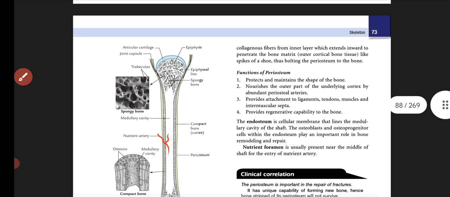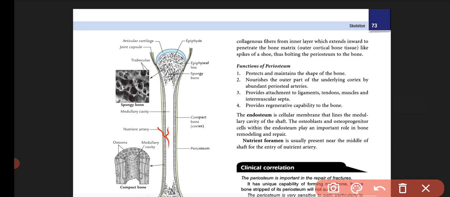The function of the periosteum: mainly it protects and maintains the shape of the bone, nourishes the outer part of the overlying cortex, provides attachment to the ligament, tendon, muscles and intermuscular septum, and provides regeneration. The endosteum is the cellular membrane that lines the medullary cavity of the shaft. The osteoblast and osteoprogenitor cells within the endosteum play an important role.